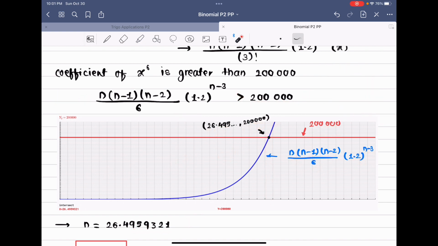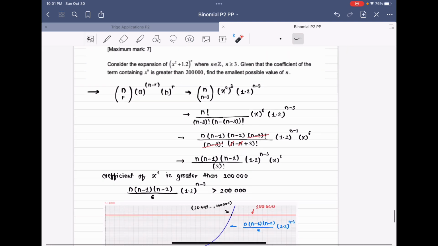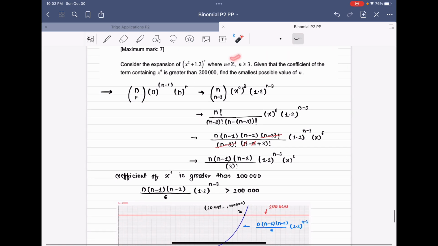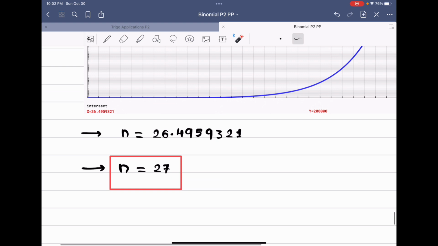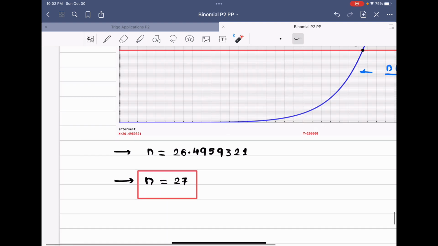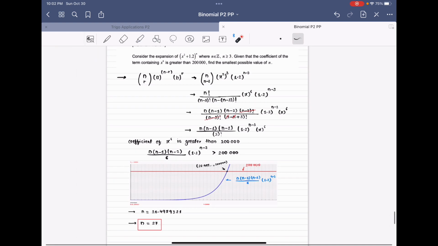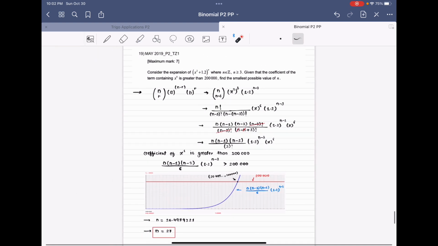26.4959321. But n cannot be a decimal. They clearly say that n has to be an integer. So the integer greater than 26.495 is 27. So n is equal to 27. So n is equal to 27 is your final answer. Thank you.